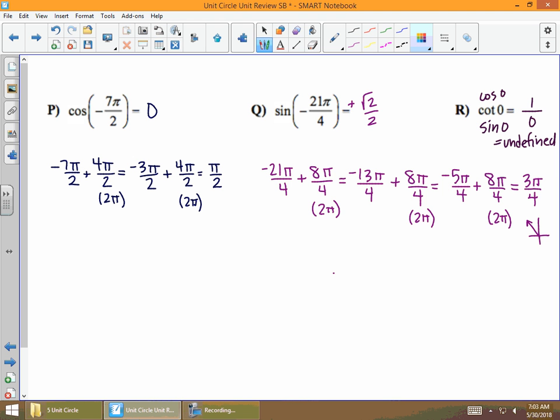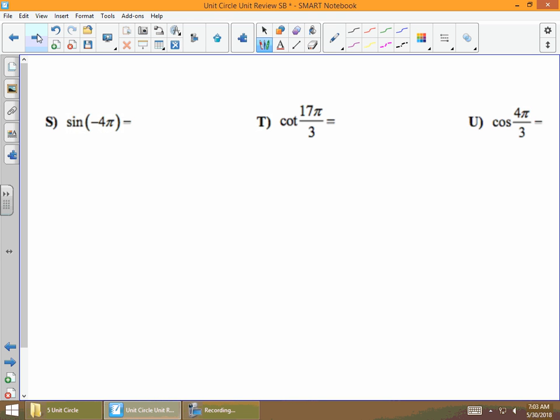Three more. Sine of negative 4 pi. Again, that's an even value, so it is going to be coterminal with 0. But I'm going to go ahead and add 2 pi, and add 2 pi again, just so I'm super comfortable with where I end up. And sine at 0 is 0.